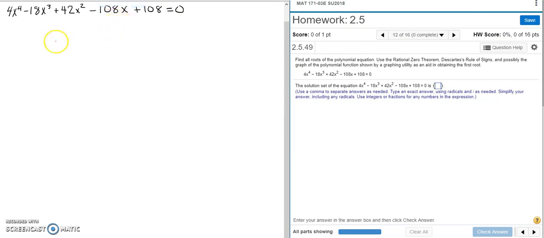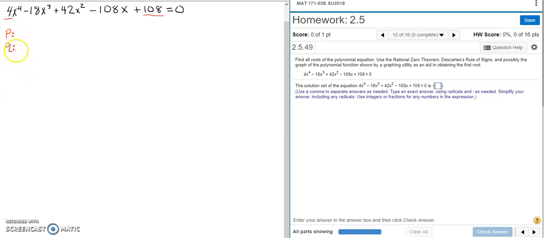And the way that works is we list out P, the factors of the last number, and Q, the factors of the leading coefficient, and then we divide them, and those are going to be our possible roots. Okay, so let's work this out.